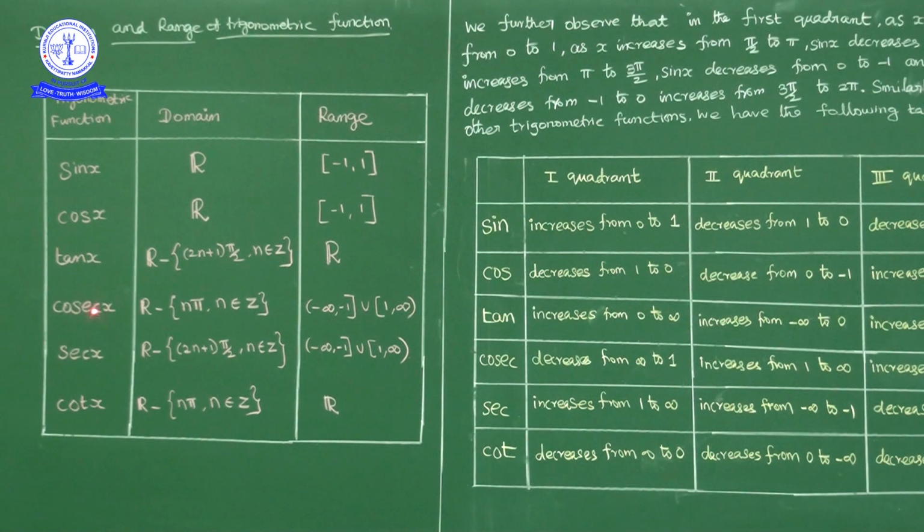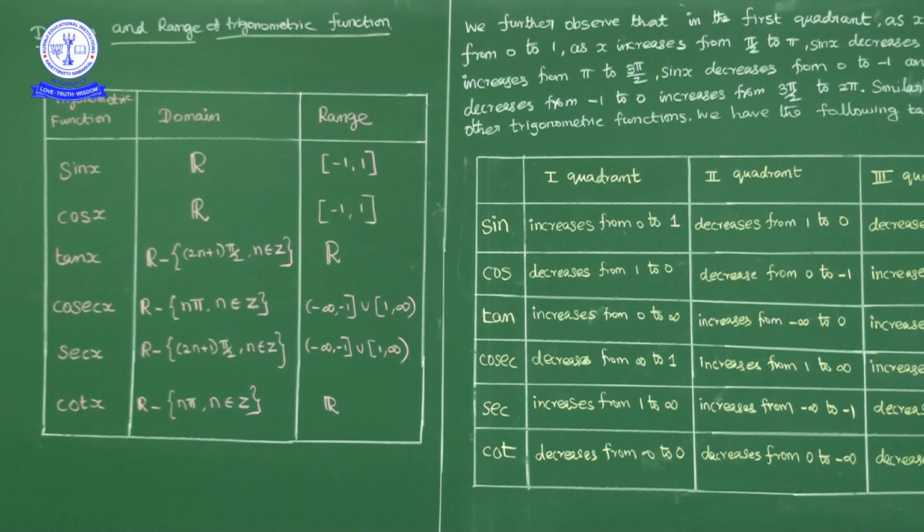Cosecant x is what? Cosecant x is the reciprocal of sine, so cosecant x is equal to 1 by sin x. So cosecant x is defined whenever sin x is non-zero. Cosecant x is not defined whenever sin x is 0. So sin x is 0 for multiples of pi.